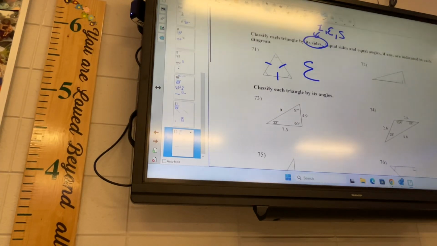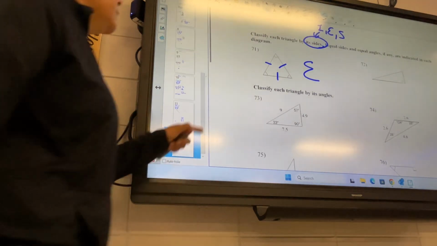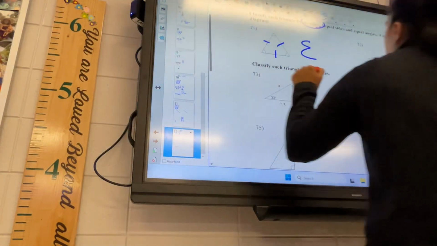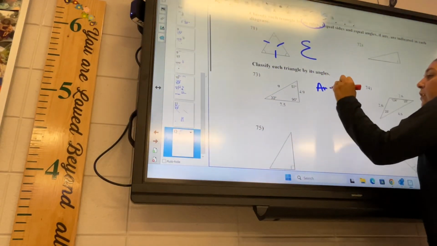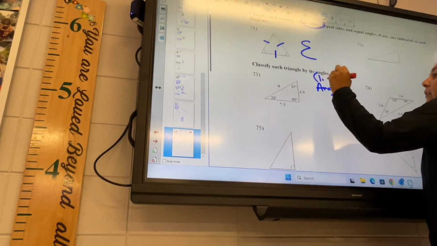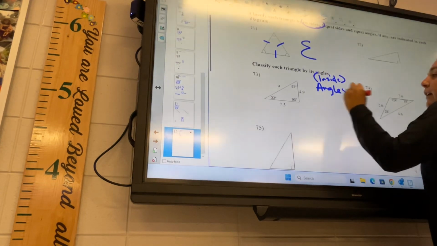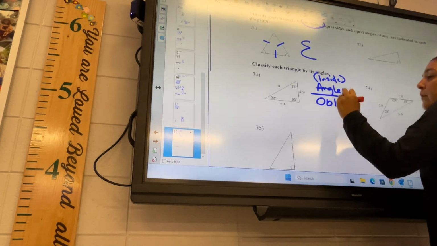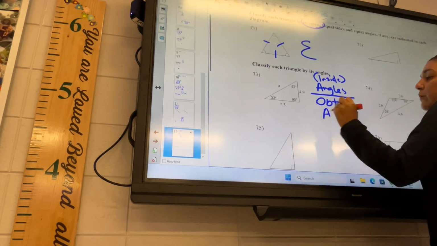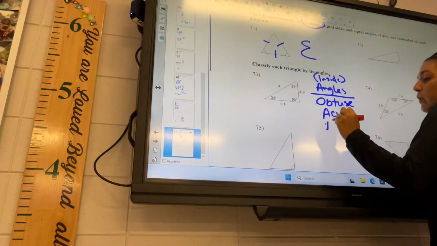Okay, 73 says classify each by its angles. What are the 3 types of angles? Acute, obtuse, and right. Perfect. So the angles are on the inside. They're on the inside. So we got obtuse, acute, and right.